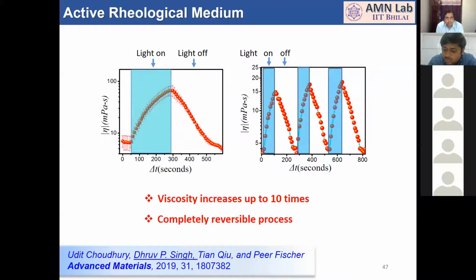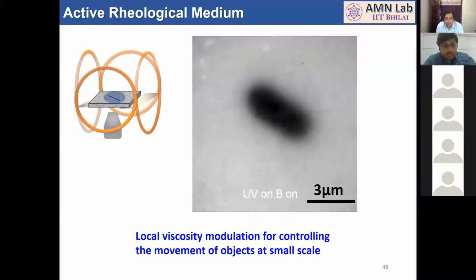Or you can use this concept or this medium to control the motion of small objects in microfluidic channels by just controlling the viscosity, or the local viscosity, of the medium. To demonstrate this idea, we used a magnetic bar. Simply here, this is the magnetic bar. You can have an idea of the size. This bar can be rotated using an external magnetic field. If you apply a uniform rotating magnetic field from outside, then you can rotate this bar.